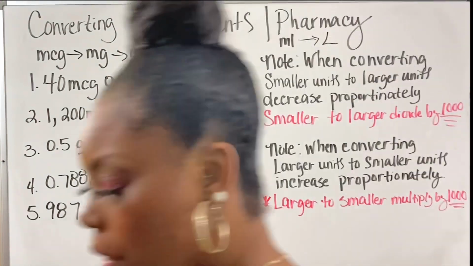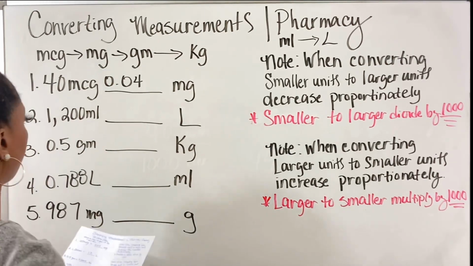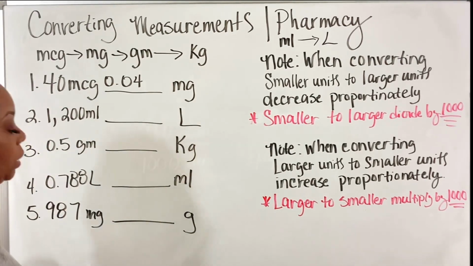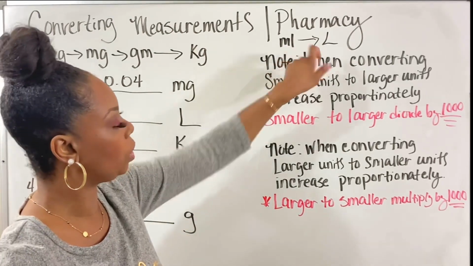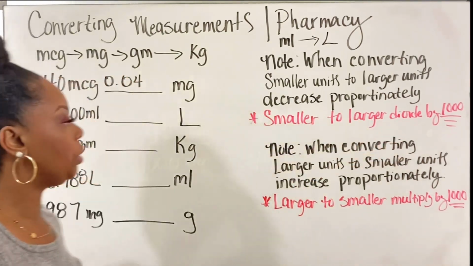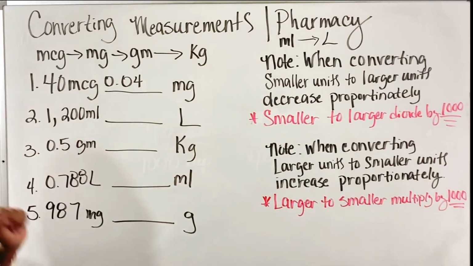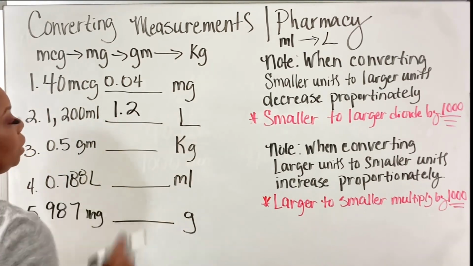Trying to keep it short, but I am trying to keep it informative. All right, so we have milliliters to liters, so that's going to be smaller to larger. You know what you need to do. If you have smaller to larger, we're going to divide by 1,000. You take 1,200 and you divide it by 1,000. That is going to give you 1.2 liters.